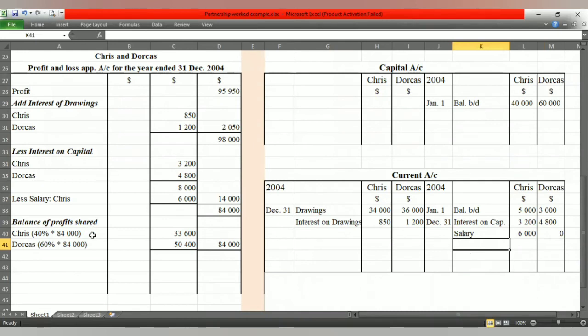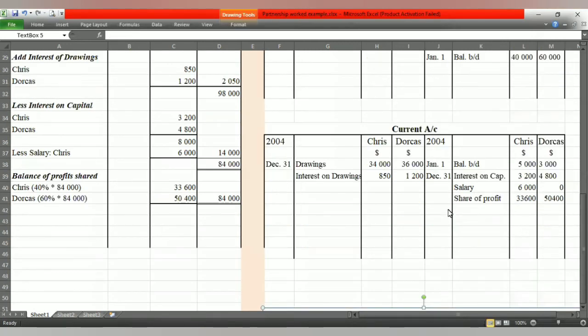And we continue. The balance of profit has an effect on the partner's worth just the same. If it is a profit, it will increase the partner's worth, so therefore it's a credit entry. However, if it is a loss, that would decrease the partner's worth, so you would debit that. So in this case, it's a profit, so we're going to credit. So we're going to put share of profit, and the share of profit for Chris is 33,600, while for Dorcas, that is 50,400.